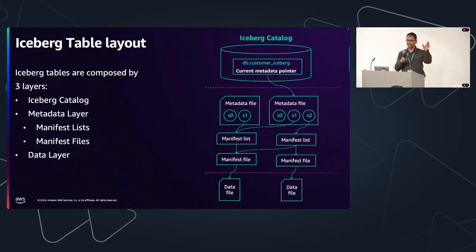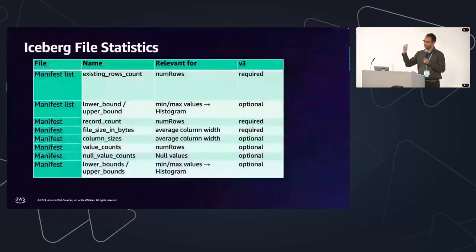You have this Iceberg catalog, which can be your Glue catalog, pointing to the reference to your metadata file, which points to your manifest list, which has a list of manifest files and contains the data. And each of these layers has some stats available. So the manifest list has certain stats about row counts, max, mins. Your manifest has a bunch of stats, which is record count, the nulls, max, min, etc.